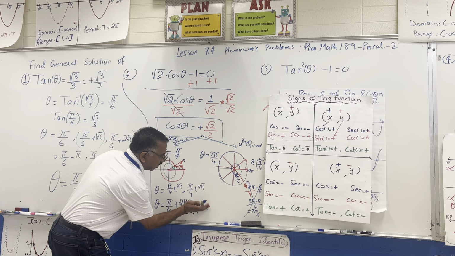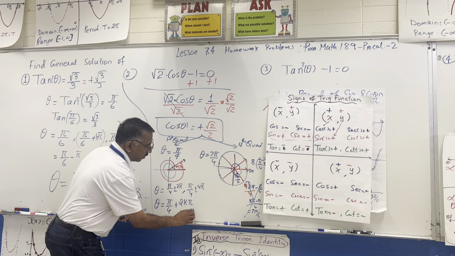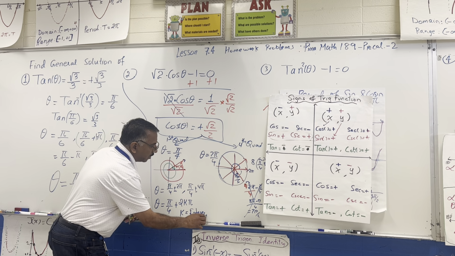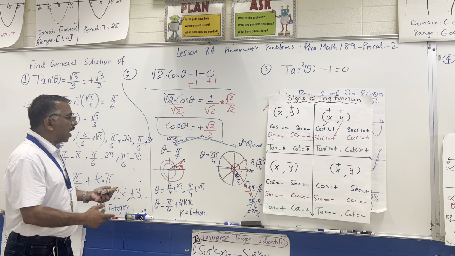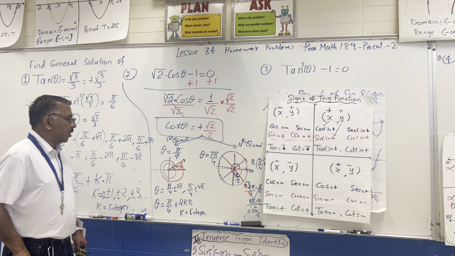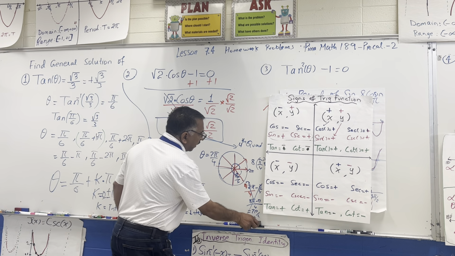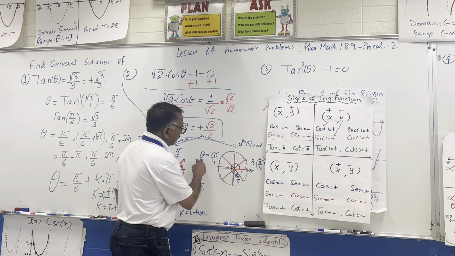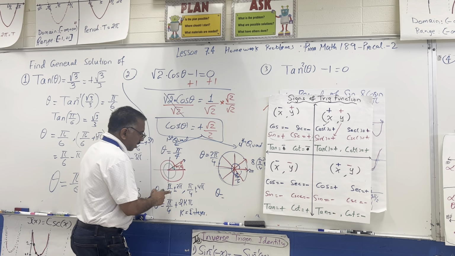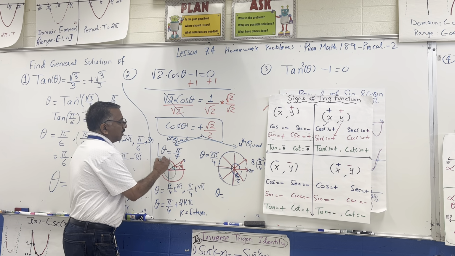Or you can just say k is nothing but an integer. Any integer: 1, 2, 3, 4, 5, minus 1, minus 2, minus 3, minus 4, or 0 also. And in this case, you can write theta is theta. Same thing. So the goal is to get these two angles.